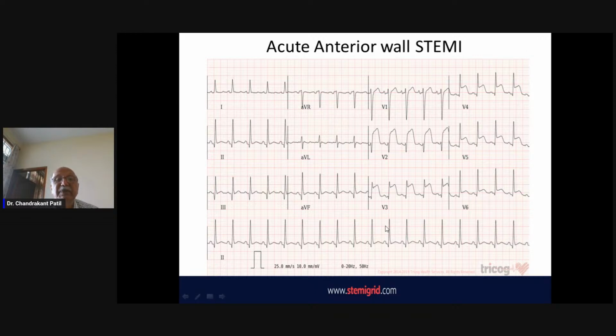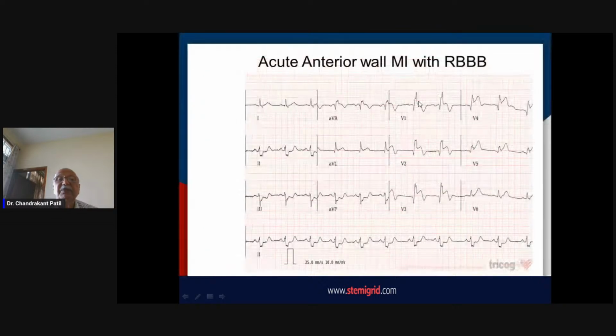So this is acute anterior wall MI. Again, we can see maximum elevation V2 to V6. So this is anterior MI with an RBBB pattern, RSR' pattern, with ST elevation here.